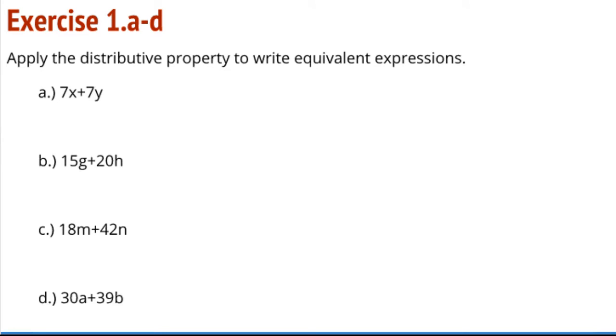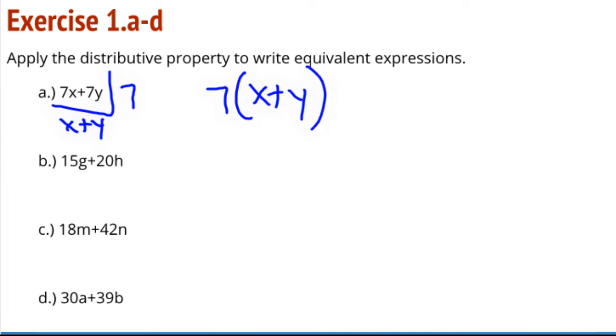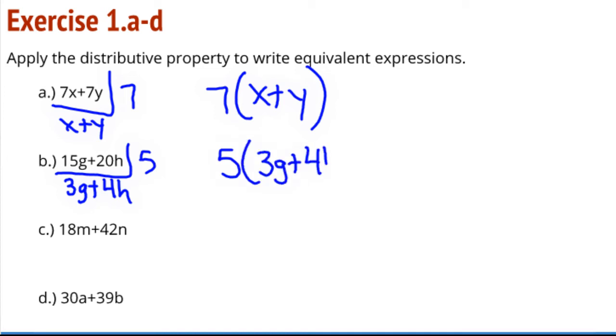All right, taking a look at some exercises here. So we are going to apply the distributive property to write equivalent expressions. So I'm going to look and say, hey, I can divide out a 7, which would leave me with x plus y. So I would have 7 times x plus y. Here I see I can divide out a 5, which will leave me with 3g plus 4h. And so I've got 5 times 3g plus 4h.